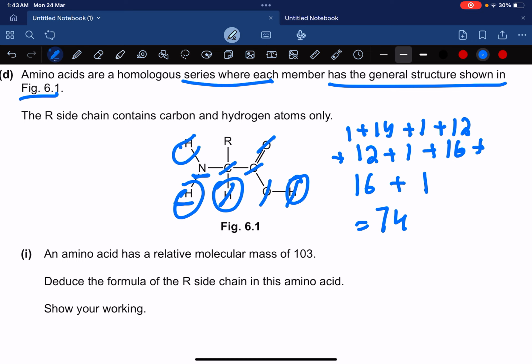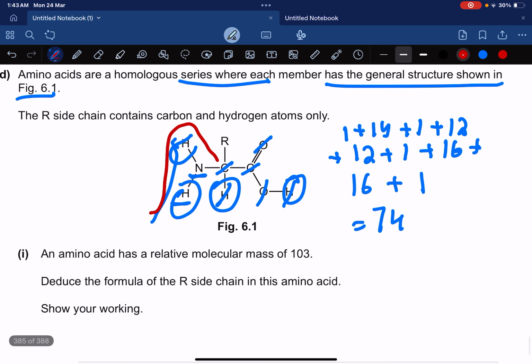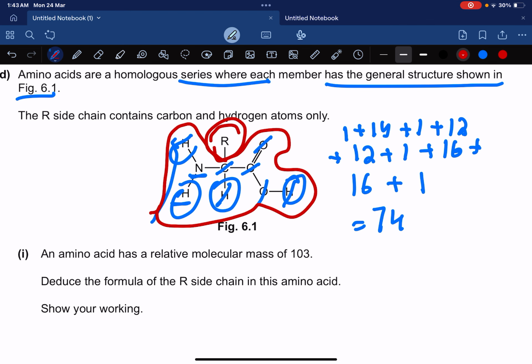ठीक है. अच्छा चलो ठीक है. Now we're going to subtract. अच्छा 74 जो है इस पूरी चीज़ का है. This whole thing is 74. We have to calculate the mass for R. From the total mass, if we subtract this mass, we can get the mass for R. ठीक है. We have to write down the formula, but ठीक है, for formula first we need to calculate the mass. So 74, we're going to subtract it from 103, and 103 minus 74, that's going to give you 29.